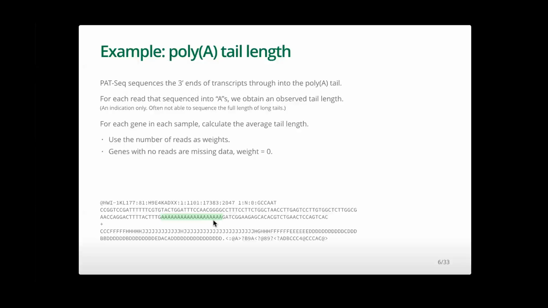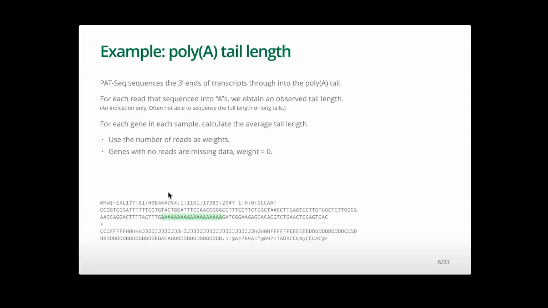But the interesting thing here is we get a poly A sequence for each read, or for some of the reads at least. And that gives an indication, not a perfect indication, but an indication of the tail length of the transcript. So we can investigate biology to do with that.